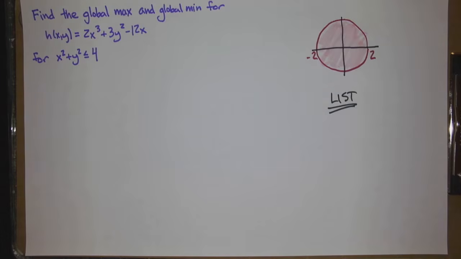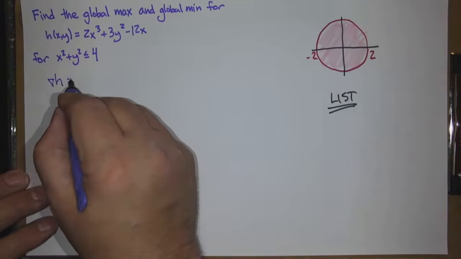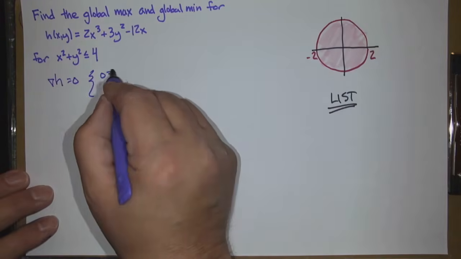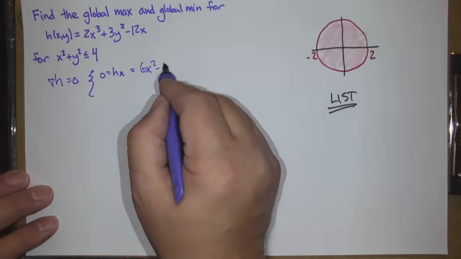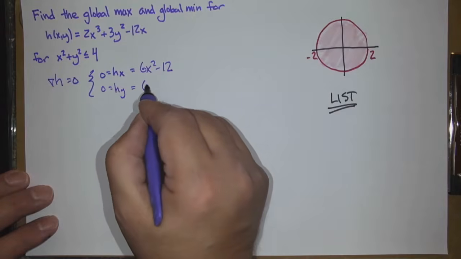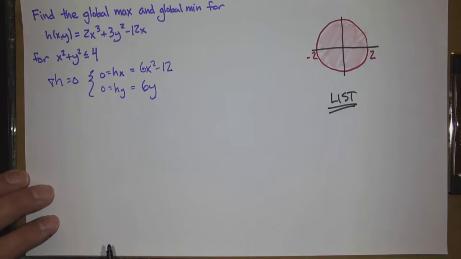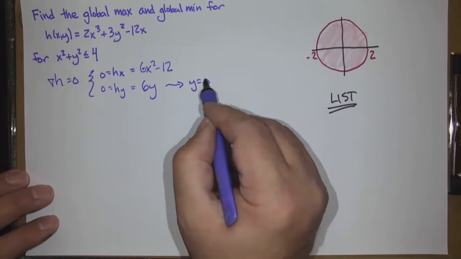What else do we need to do? Well, we need to do our boundary and we need to do our interior. Let's get our interior out of the way. How do we do the interior? Gradient equals 0. So gradient of h equals 0. That becomes 0 has to equal h sub x, which is 6x squared minus 12, and 0 has to equal h sub y, which is 6y.